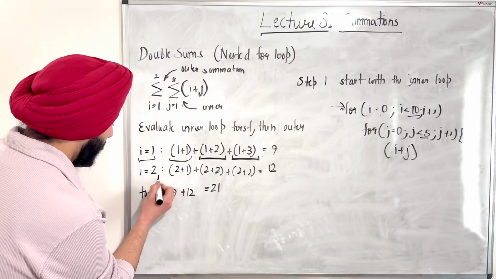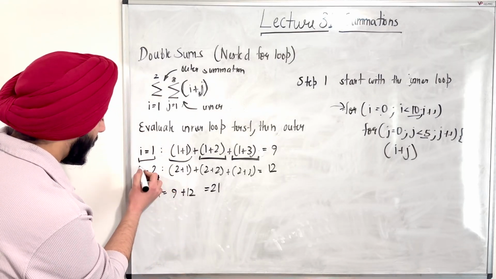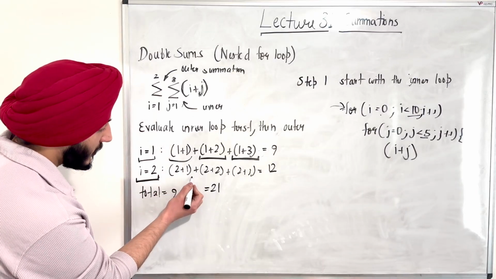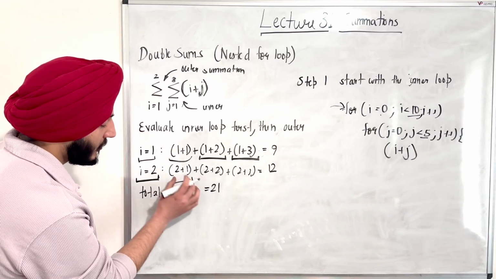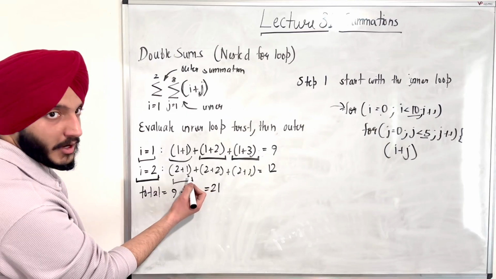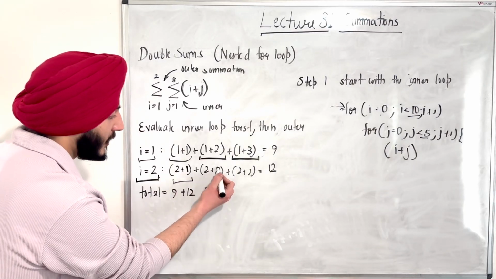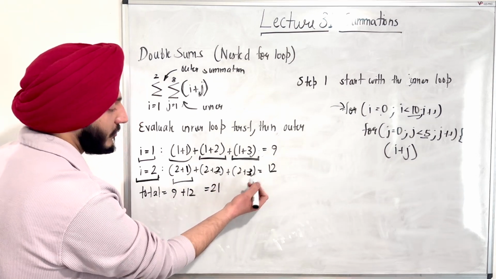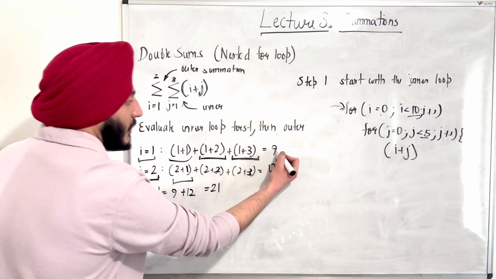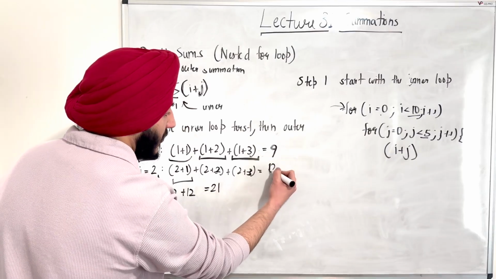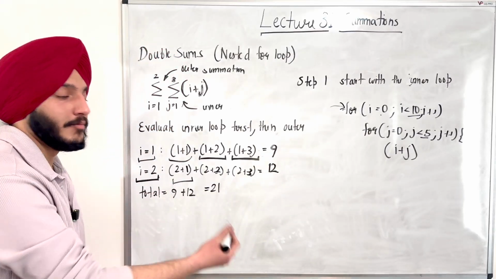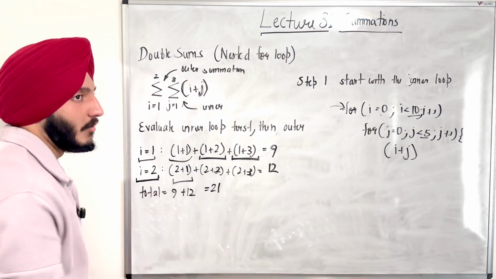Second, we went to i equal 2, and over here in this equation, all the i values are 2, but the j values keep on changing. So the j value keeps going 1, 2, and 3. Then the first equation gave us 9, the second one 12, and we need to add that up together, giving us 21.